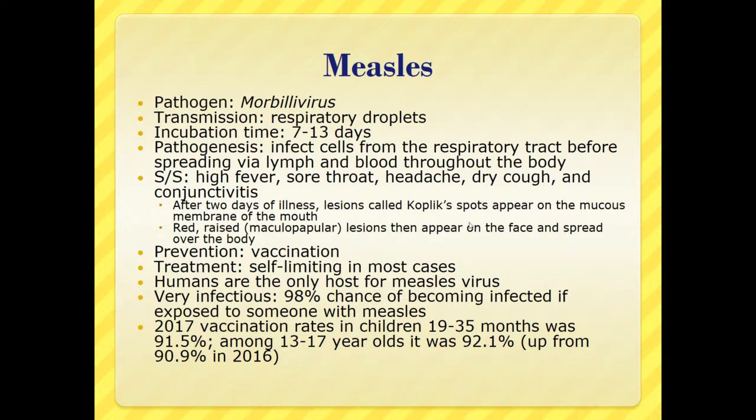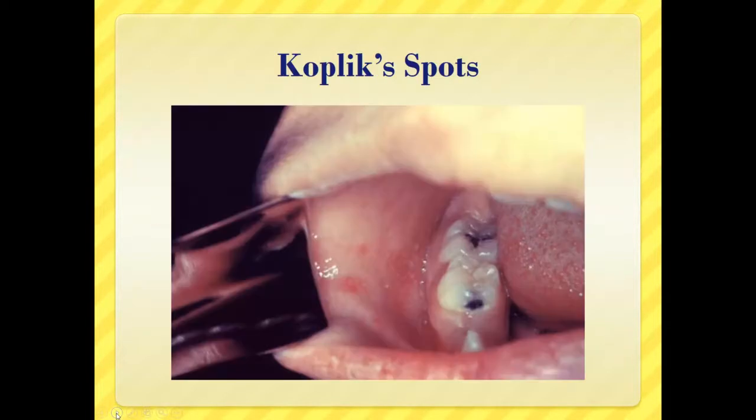It does go away. There really is no treatment for measles. It does go away on its own, but it can spread to the brain and cause something called SSPE, which can be fatal. So, a lot of times people talk about measles. Oh, it's not a big deal. It's just measles. But measles can be deadly. Just because we don't hear about it that often doesn't mean it doesn't happen.